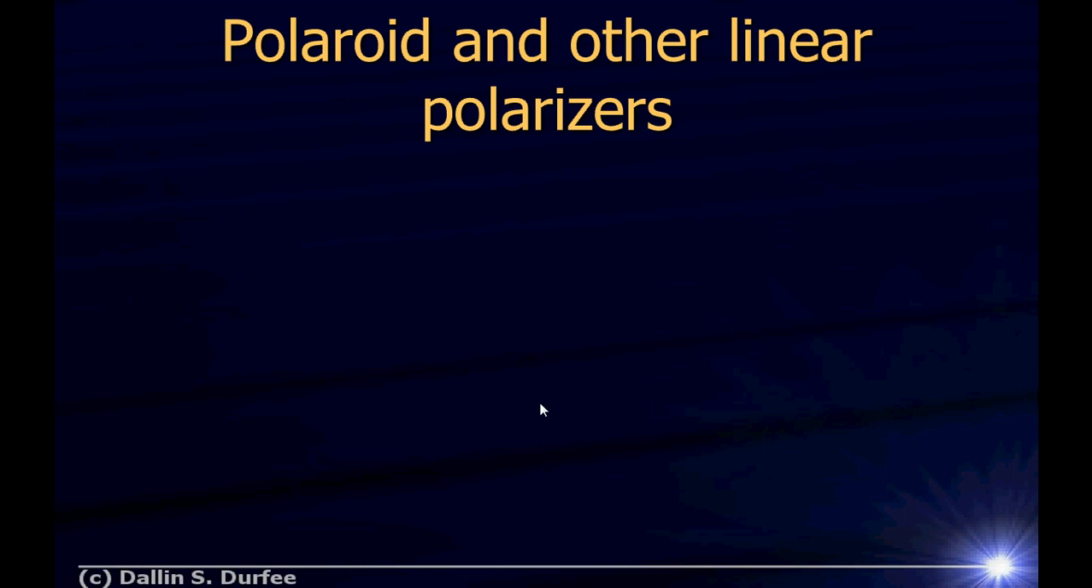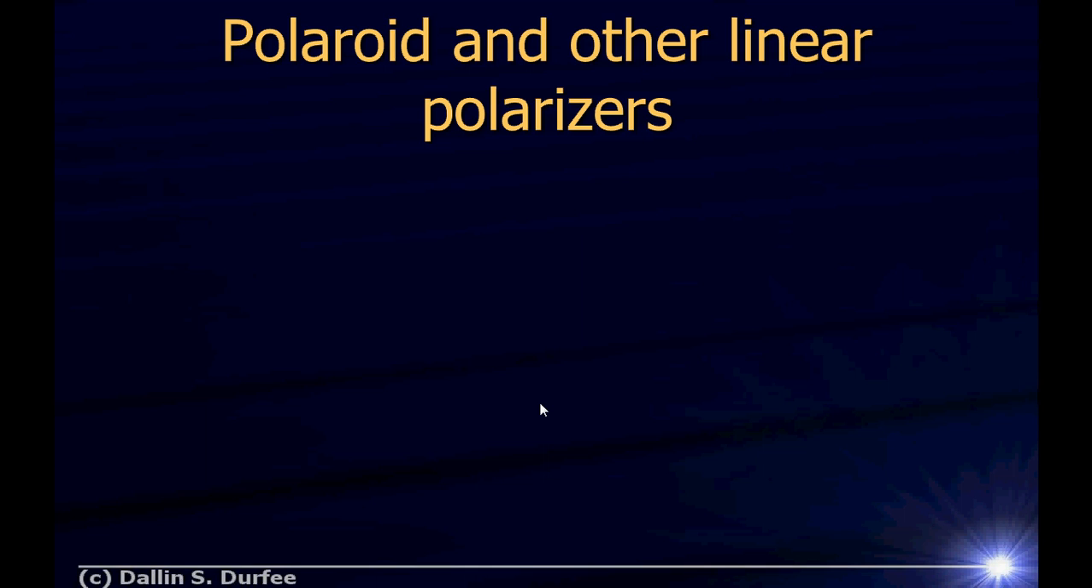Alright, now a linear polarizer is something that will only allow one component of linear polarization to pass. Alright? One example of a linear polarizer is a device called Polaroid. We'll play with some Polaroid sheets in class.